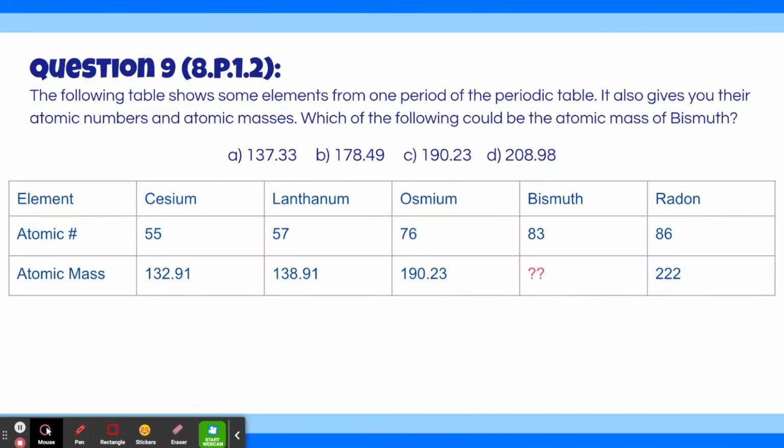Question 9. The following table shows some elements from one period of the periodic table. It also gives you their atomic numbers and atomic masses. Which of the following could be the atomic mass of bismuth? A, 137.33; B, 178.49; C, 190.23; or D, 208.98. Go ahead and take a couple seconds to solve this problem, or pause the video if you need some more time.